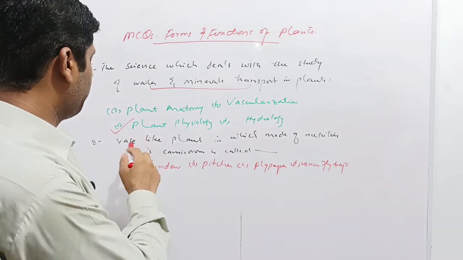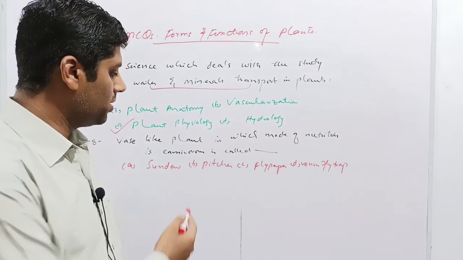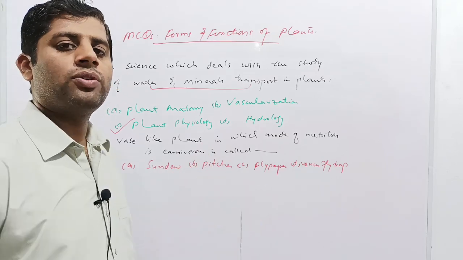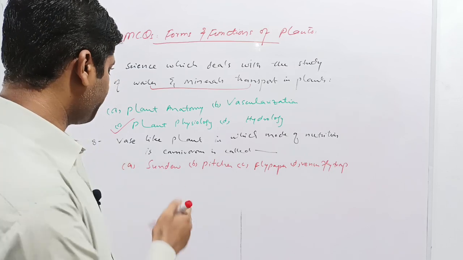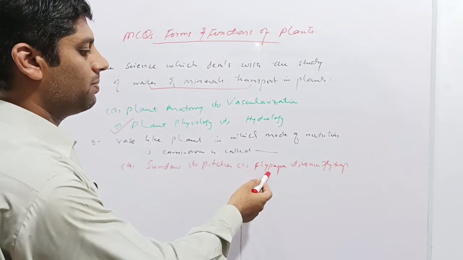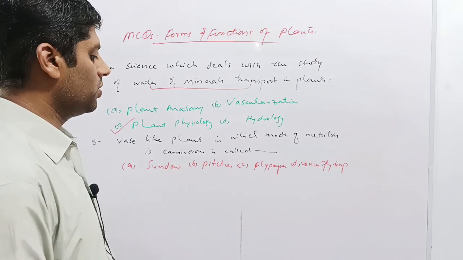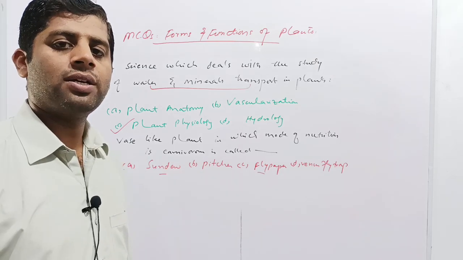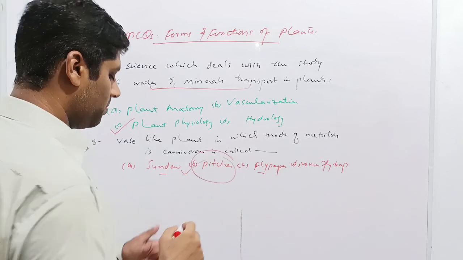Next question is, vase-like plant in which the mode of nutrition is carnivorous. So all these options are carnivorous plants, and out of these carnivorous plants, which plant is shaped like a vase or a flower vase? Given options are sundew, pitcher, flypaper, or Venus flytrap. The flypaper is also called sundew. So these are the same options, both are flypaper-like. So the carnivorous plant which is shaped like a vase is called the pitcher plant. So option B is correct for this.